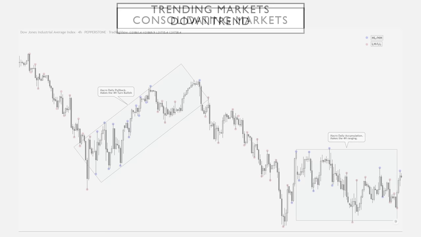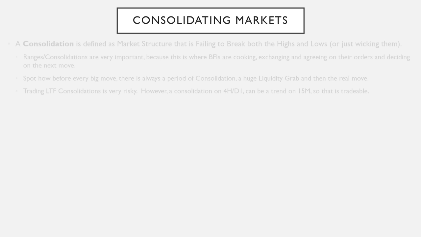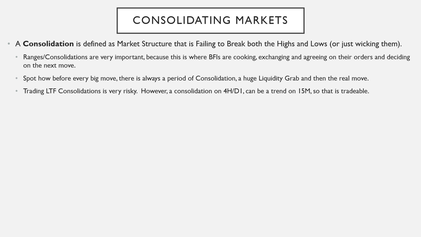The final market is a consolidating market, which is very tricky, and it's defined as market structure that is failing to break both the highs and the lows, or is just throwing wicks above or below. Ranges, by the way, are very important because this is where the big financial institutions are cooking. This is where they're exchanging their orders and agreeing to potentially move the market. So this is where they decide where they want to go next, all right?